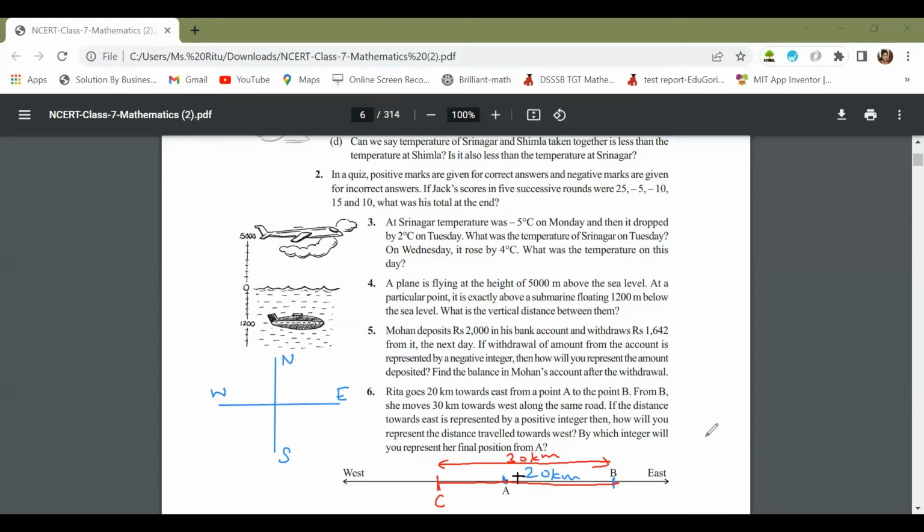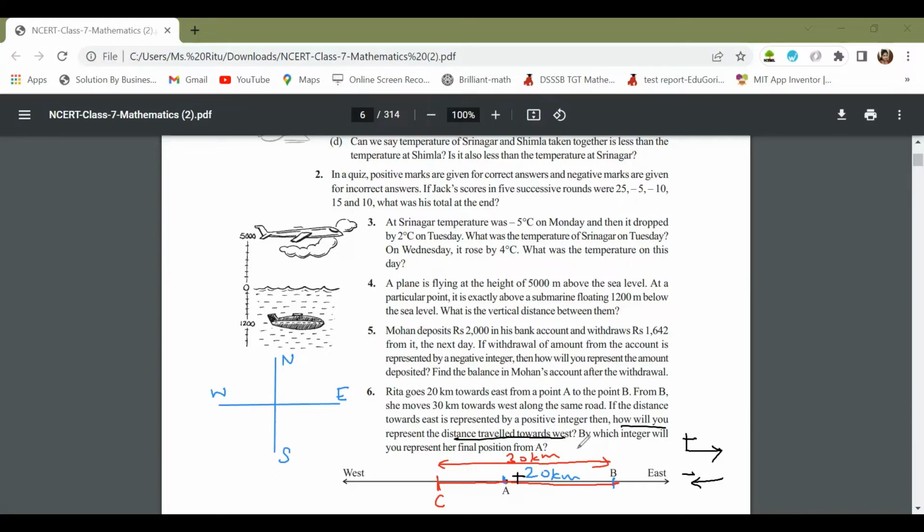So what does it mean, when she is going this way we are representing with plus, so when she goes this way in the opposite direction, what will we represent with? Obviously negative, because it's another direction. So when the directions are changing, mathematical operations also change, like plus would become minus and minus would become plus. So if towards east is positive, then towards west would be negative. So the answer of this part would be the distance traveled towards west would be represented by a negative integer.